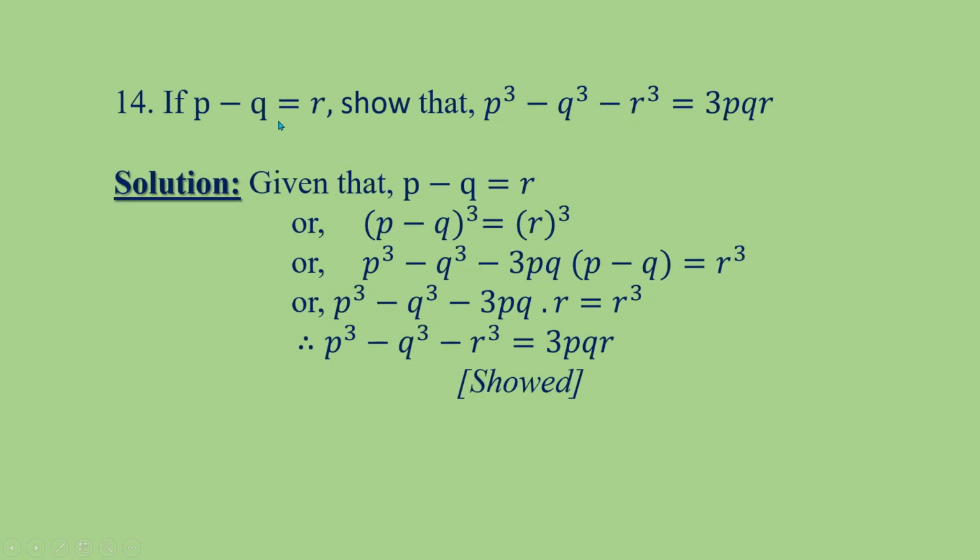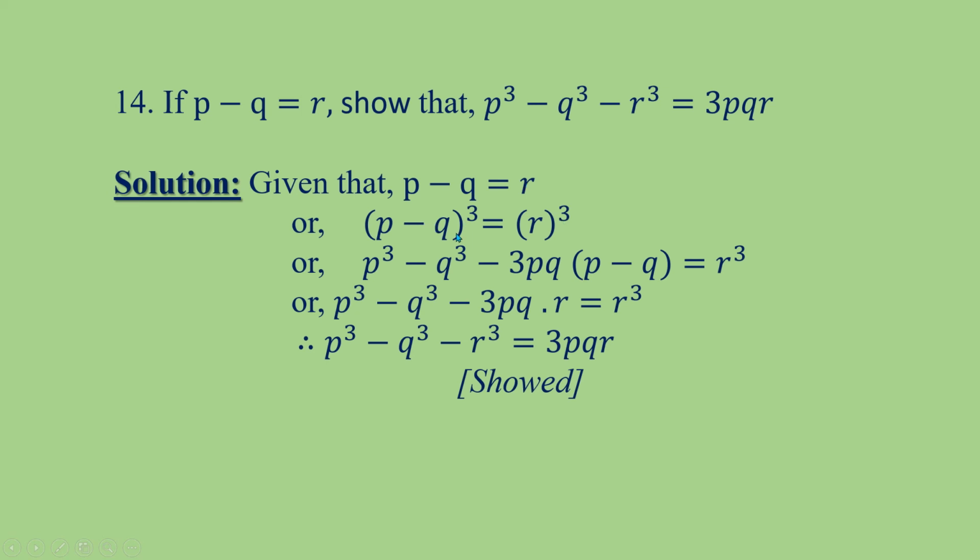Now 14 number, if p minus q equal to r, show that p cube minus q cube minus r cube equal to 3pqr. This type of math we had already solved in class 8. Very easy. Just you have to use formula. This is a given condition. Solution. Now cube on both sides. So left side will be p minus q whole cube and right side will be r cube.